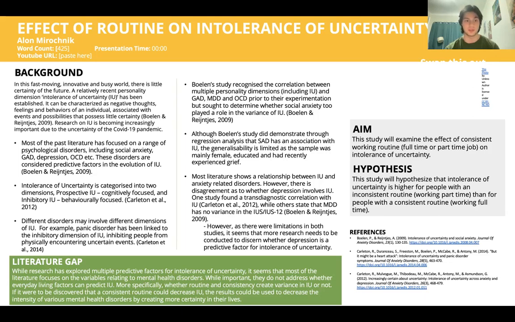For example, in Carlton's study, he found that panic disorder involves inhibitory IU because it actually stops people from being able to go out and do things because they're so wrapped up in their own uncertainty. Another thing that's been researched is Boland's study, where he finds whether social anxiety creates a variance in IU. But because he had quite a few extraneous variables in his study, the generalizability of it has been limited.